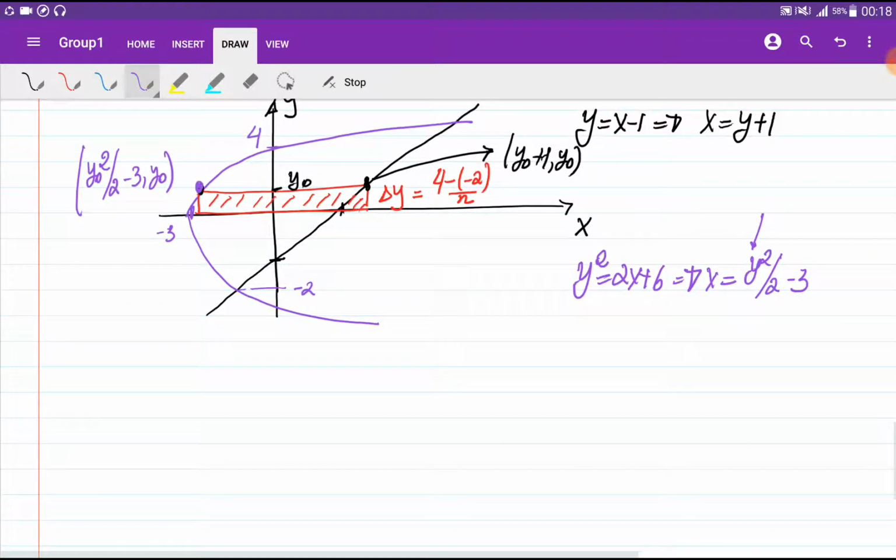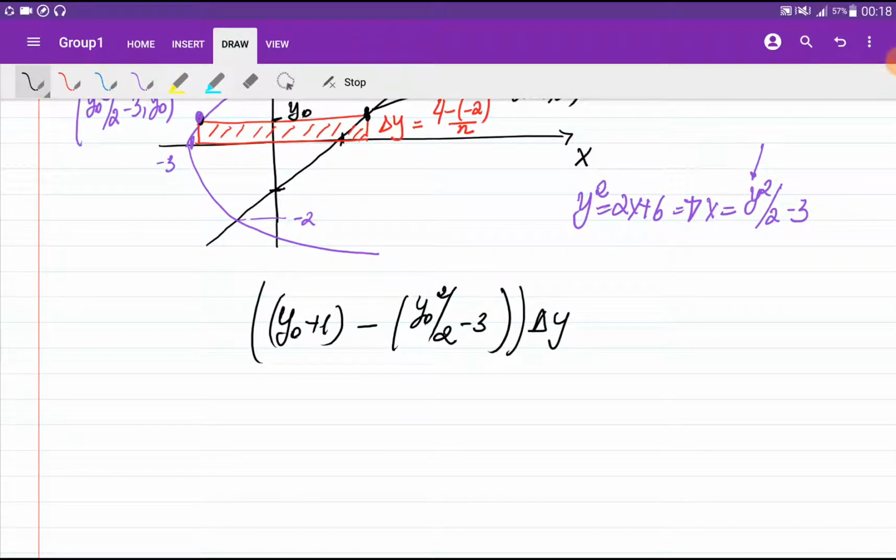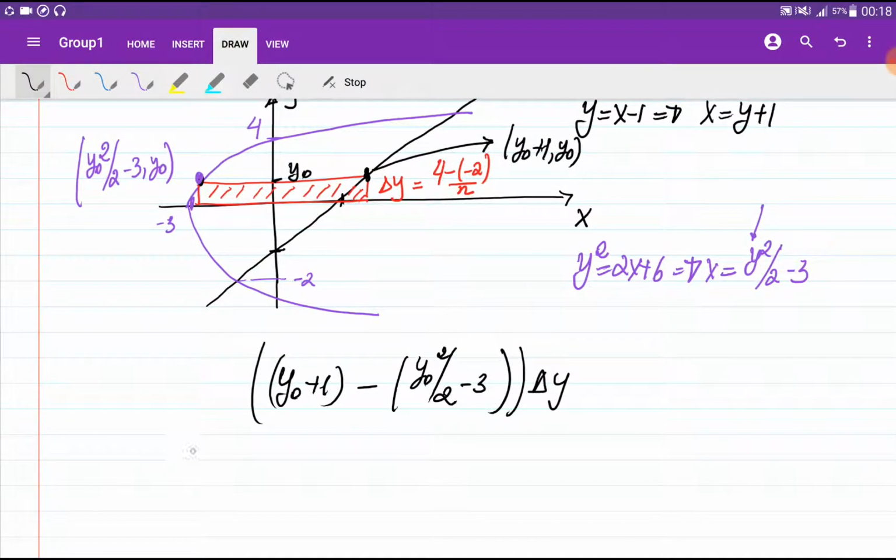So basically the width of this rectangle is equal to the difference of the x coordinates, right? The area of this specific rectangle will be equal to (y0 plus 1 minus (y0 squared over 2 minus 3)), and this is multiplied by dy. Now if I take a lot of this kind of rectangles and sum the areas, I will get this formula, right?